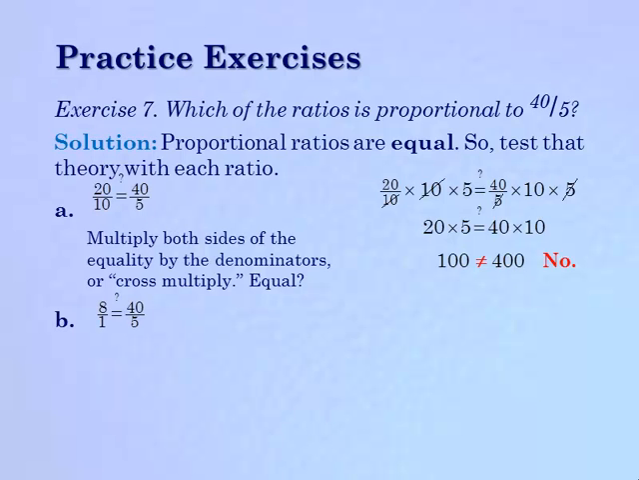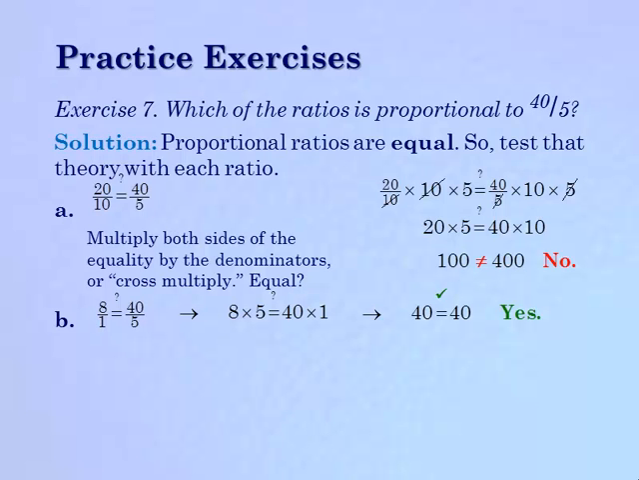Now here's the second ratio. 8 to 1, is that equal to 40 to 5? Well, again, we'll cross multiply. 8 times 5, is that equal to 40 times 1? So 40 equals 40, so yes, 8 to 1 is equal to 40 to 5.